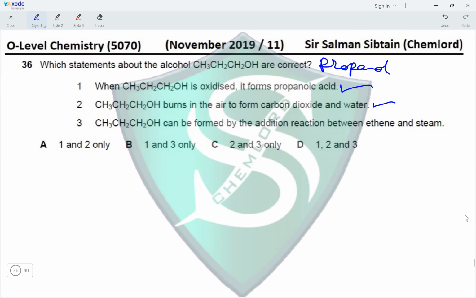And propanol can be formed by the addition reaction between ethene and steam. Ethene has two carbon atoms. Propanol has three carbon atoms. So an additional carbon atom will not be added on reaction with steam. It would be added if propene reacts with steam. So statement 3 becomes incorrect. Since statements 1 and 2 are correct, option A is the correct option for this question.